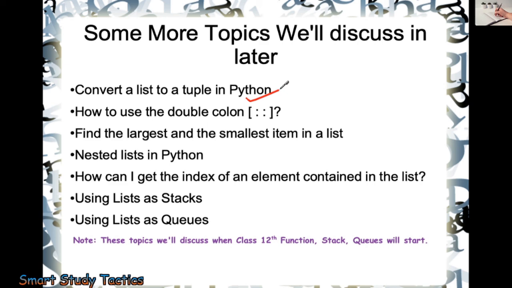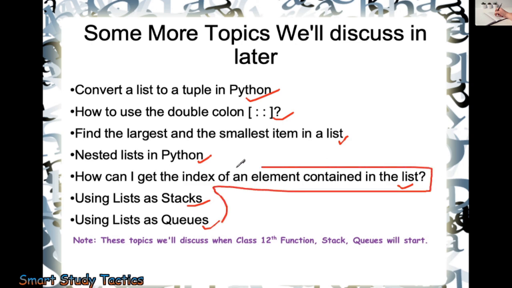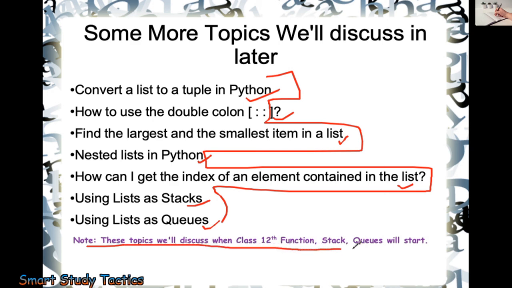These are the topics which we will discuss during the lab sessions in school, because some topics here are related to class 12, which need explanation. I will explain these topics in class. When we talk about stacks and queues, at that time I will complete these other list topics. So these topics we will discuss in class 12: functions, stacks and queues. I think things are clear. If you are not able to understand, please rewind the video and watch it one or two times, and you will come to know the importance of lists.